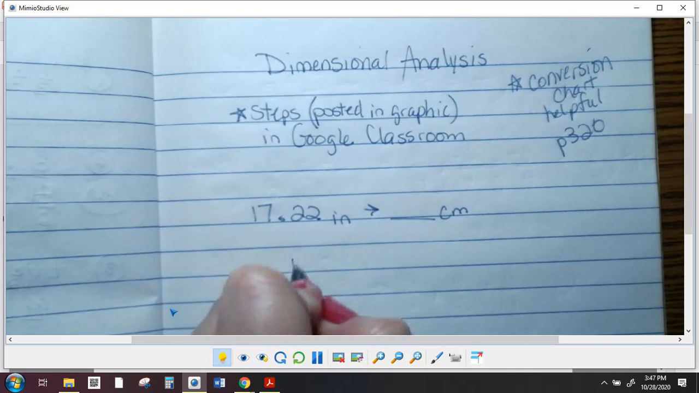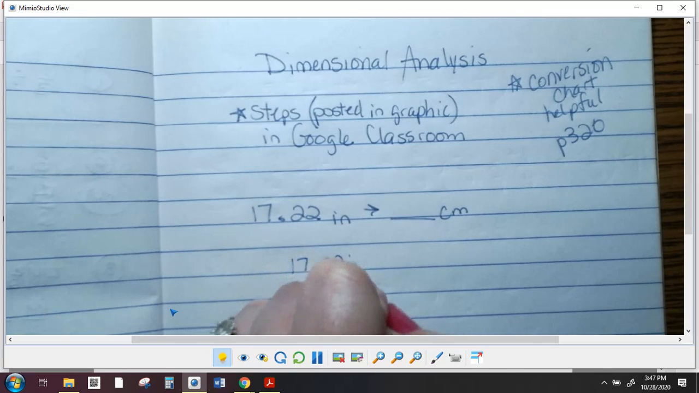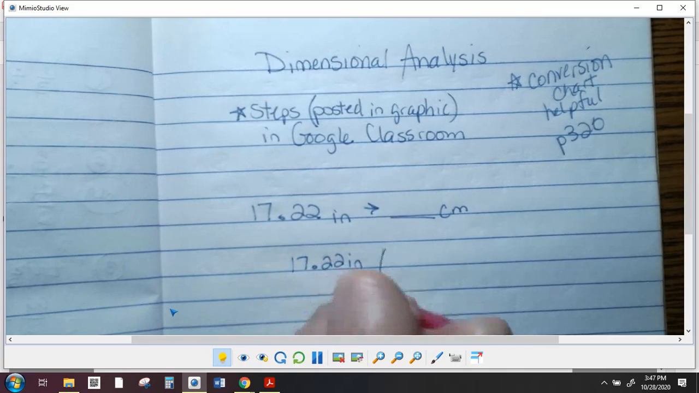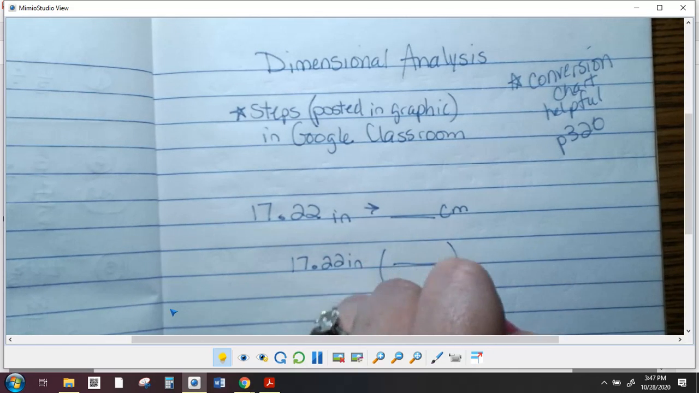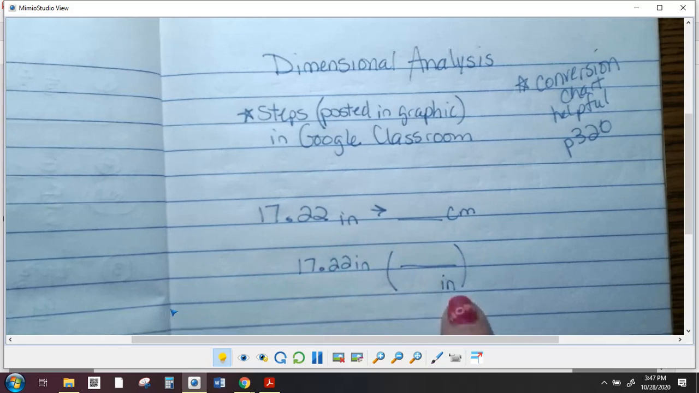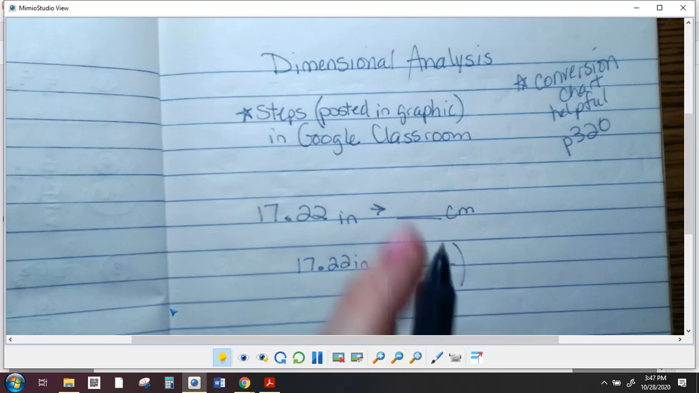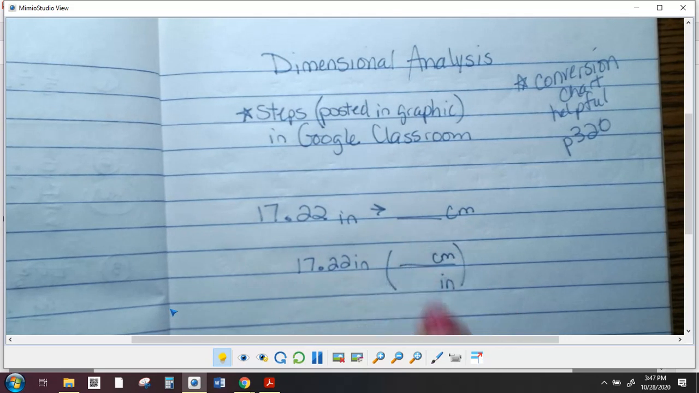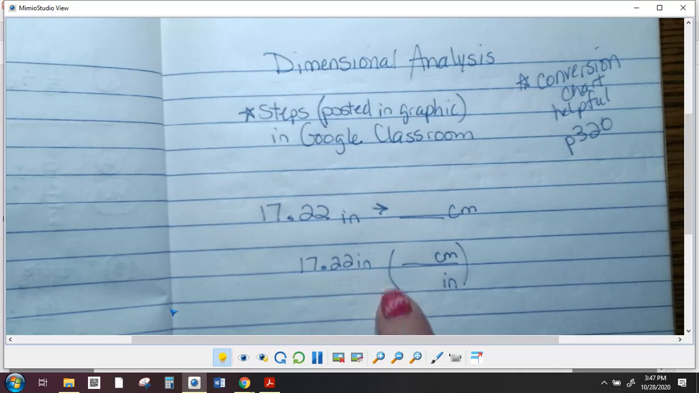So my steps: write my original, put a set of parentheses with a fraction bar in the middle. Put the original units on the bottom. I started with inches, so I'm putting inches on the bottom. Put the new units on the top. I'm switching to centimeters, so centimeters goes on the top. No numbers in here yet.